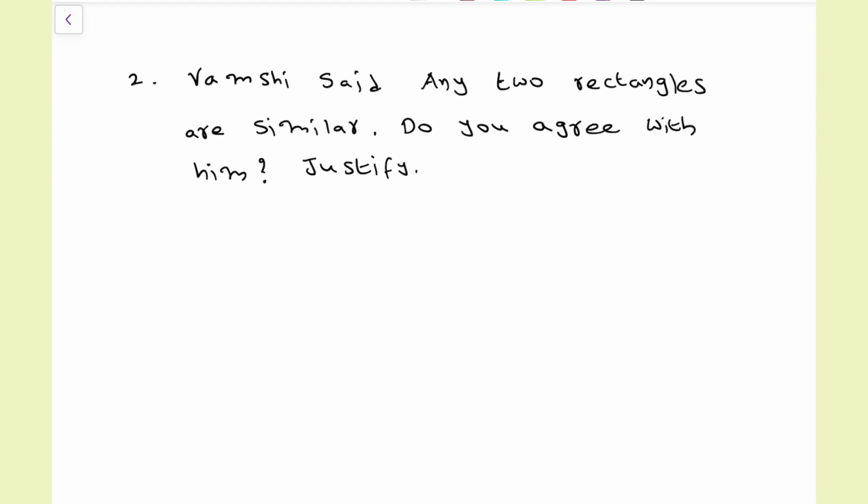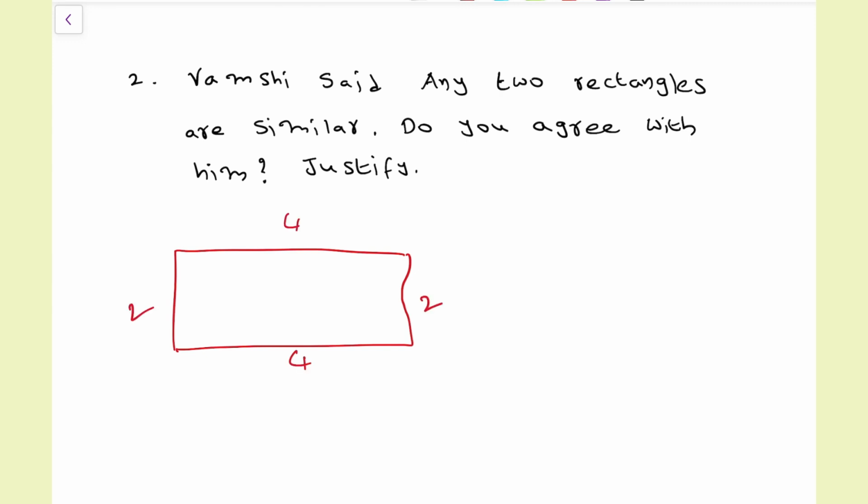Question number 2. Vamshi said that any two rectangles are similar. Do you agree with his statement? Justify your answer. So any two rectangles. Let us take two rectangles now. One rectangle with length 4 units and breadth 2 units, and one more rectangle with length 3 units and breadth 1 unit. Okay, I took two rectangles.